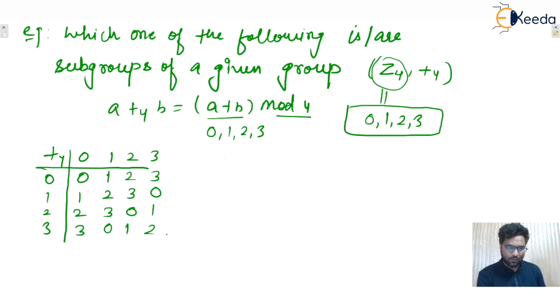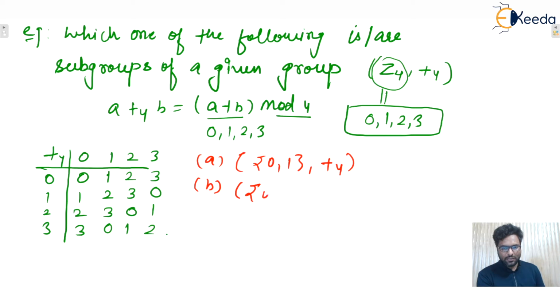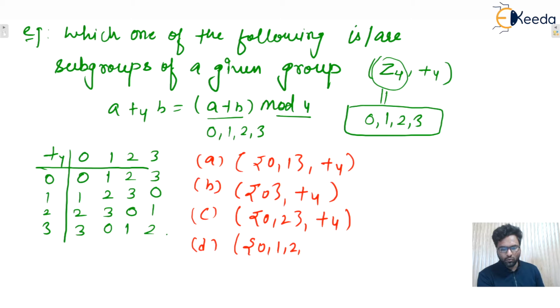So write down the options. Option A, that is 0, 1 on addition modulo 4. Option B, that is 0 on addition modulo 4. Option C, that is 0, 2 on addition modulo 4. Option D, that is 0, 1, 2, 3 on addition modulo 4. So which one is the subgroup of the given group?